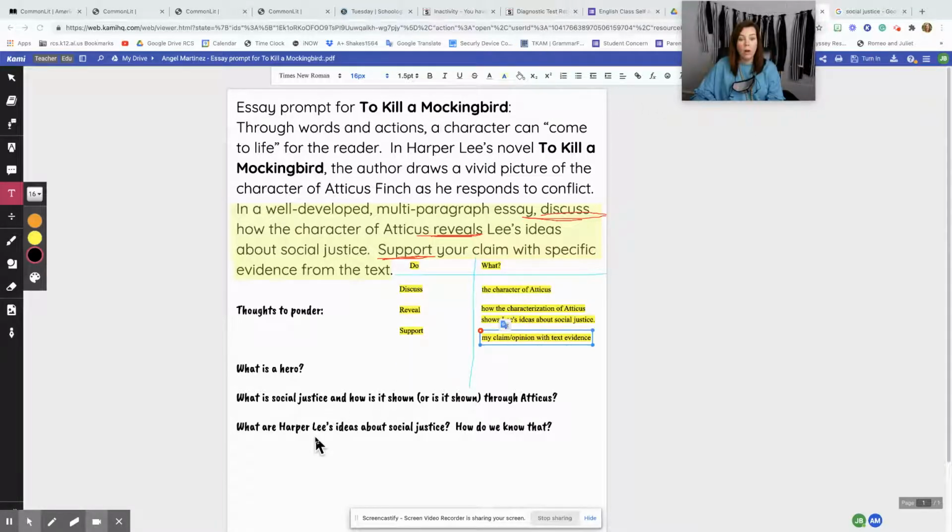All right, and then what are Harper Lee's ideas about social justice? Well, we know that she was against a racist society. How do we know that? Because we studied it. That's literally part of the stuff that we studied beforehand in the background info. Because she was against that, she didn't know how to fight racism and inequality in her society. So her response was to write a book to bring awareness to it. How do we know that? She said it. So these are very easy things. You need to be able to include these in your essay.